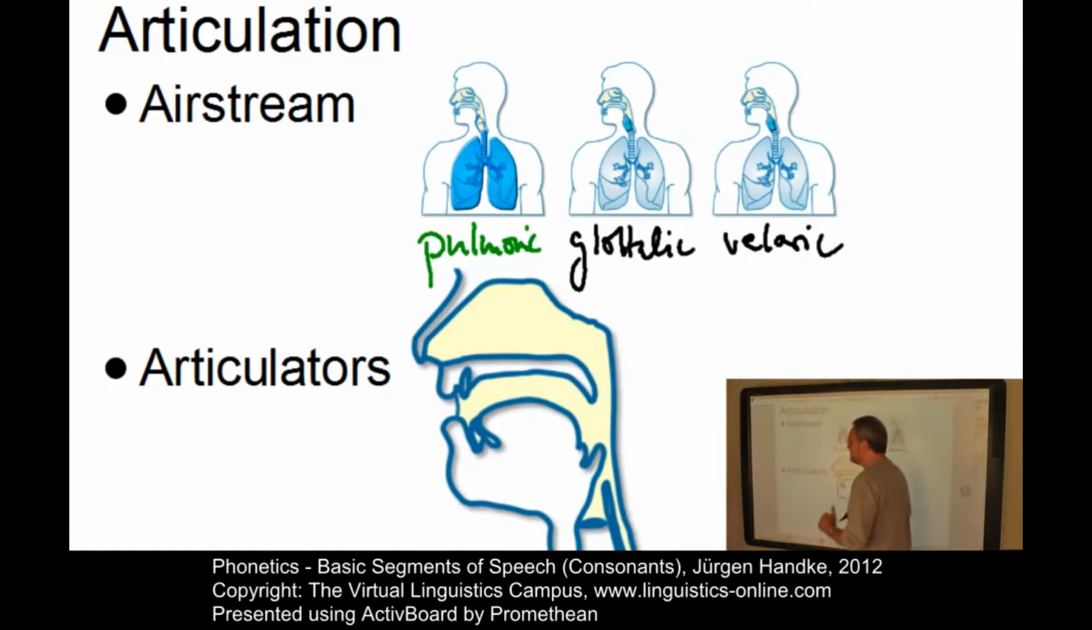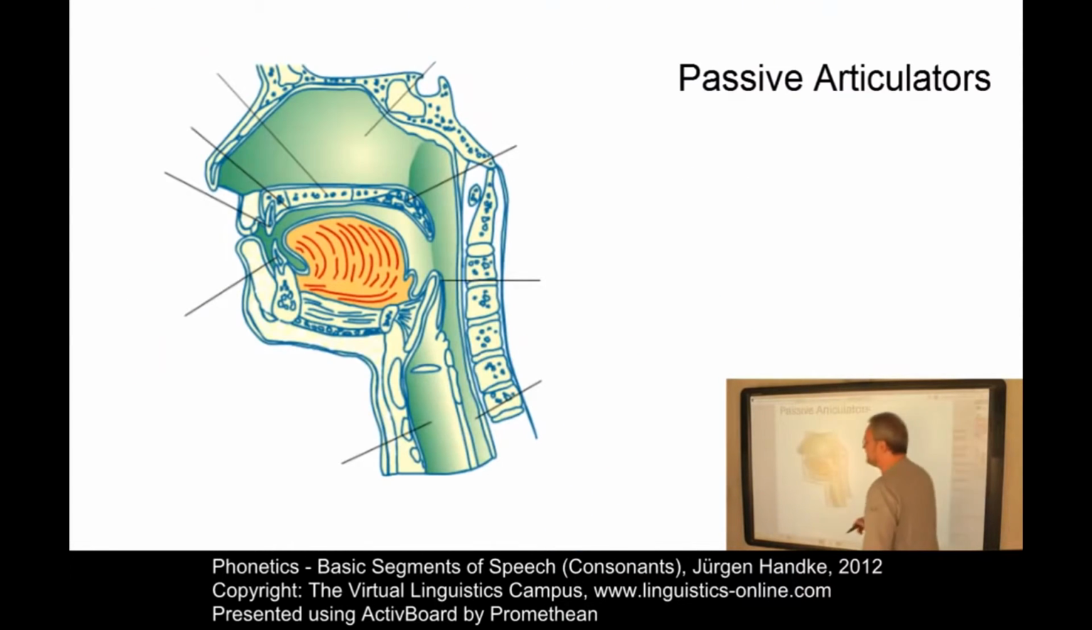Consonants can be articulated at any point along the upper surface of the oral cavity, so along this line here. The point of this upper surface involved in the articulation of the consonant is referred to as the passive articulator. A passive articulator is a position in the vocal tract which is involved in the production of speech sounds but does not move.